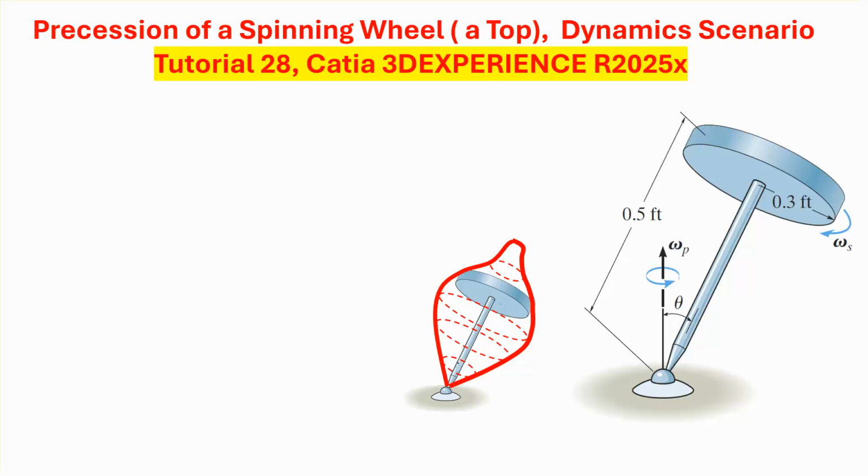Now, a top is basically something that can be modeled with a very simple disk mounted on a massless rod, as you see here. So as the disk spins, as you basically make the top spin, this will start to move around the vertical axis, which is called the precessional motion.